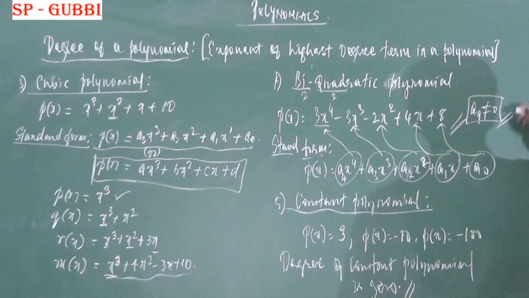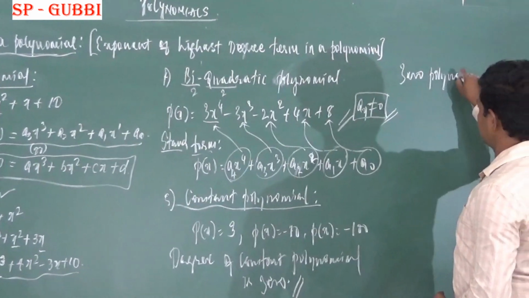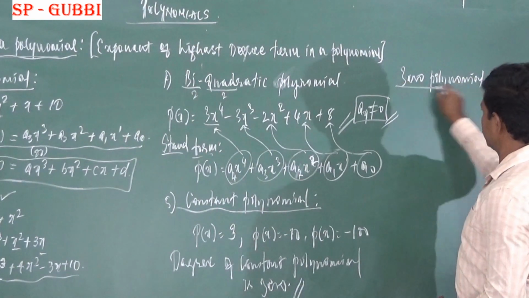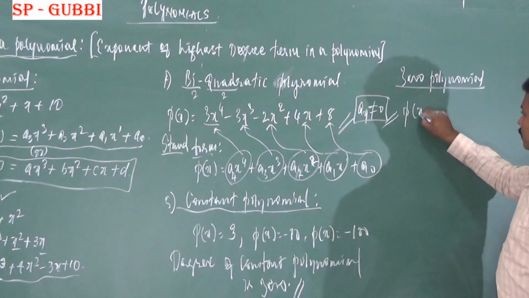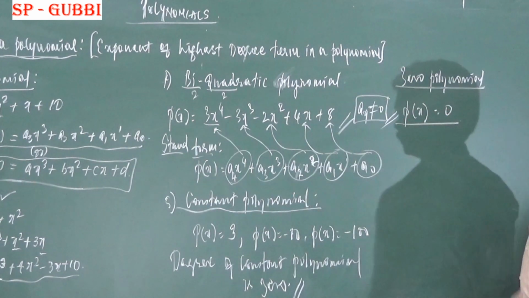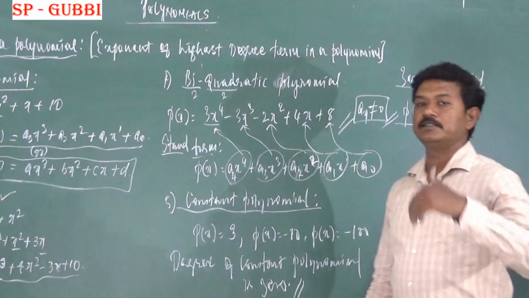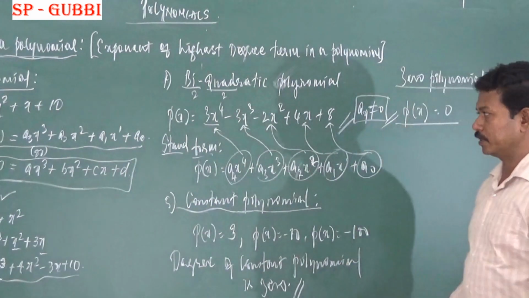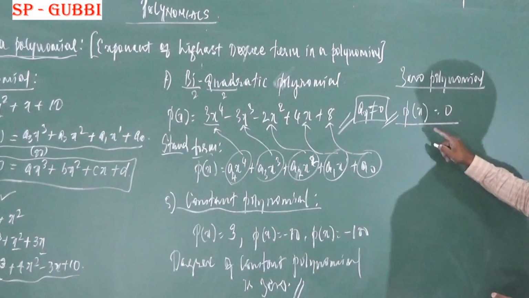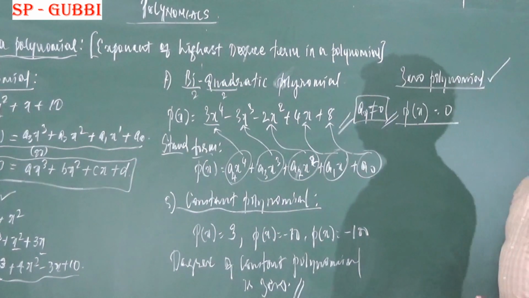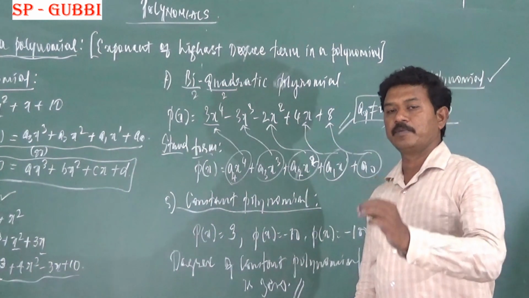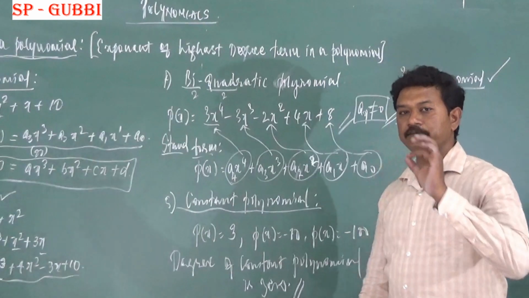Now we also have the 0 polynomial, where the polynomial p of x is exactly equal to 0. If a polynomial is exactly equal to 0, then it is called a 0 polynomial. So what is the degree of a 0 polynomial? The degree of a 0 polynomial is not defined.